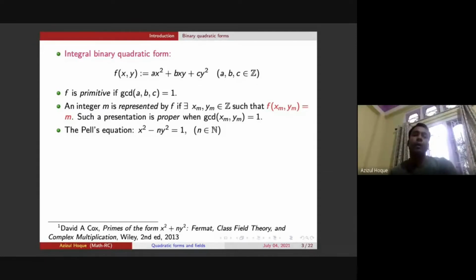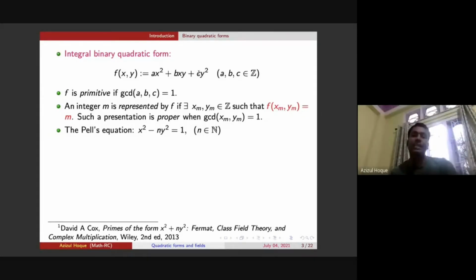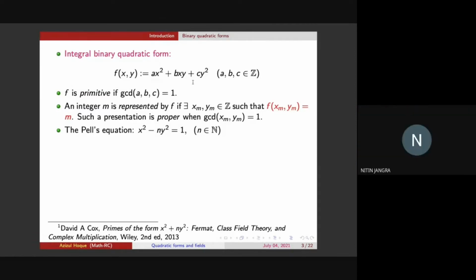So if you allow these coefficients, this a, b, and c, if a, b, c are integers, then we say that it is an integral binary quadratic form. If you allow this a, b, c to be real, then you can say that it is over the reals. So it is integral because of this a, b, c being integers.